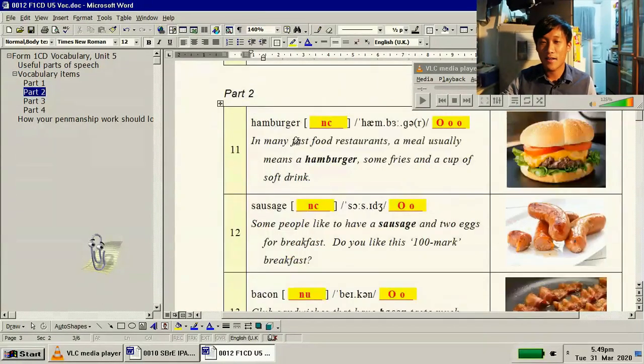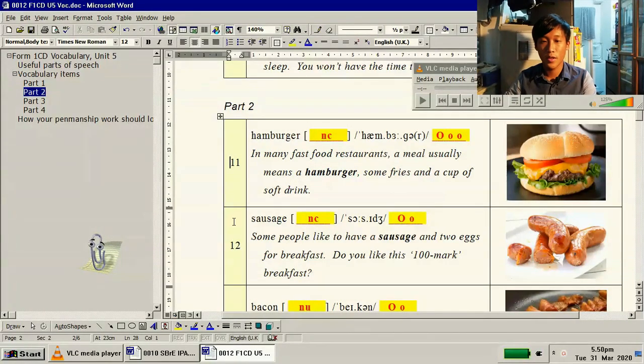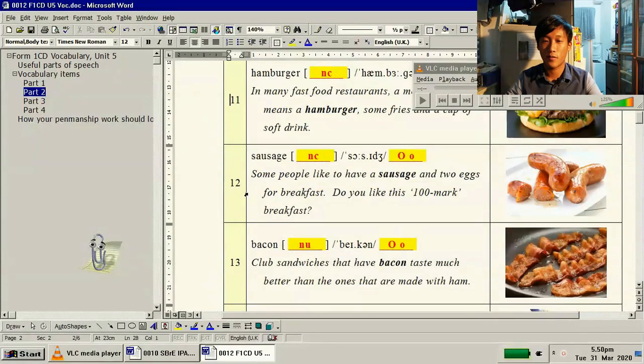The meaning, the example. You can pause by yourself to practice reading. Item 11. Hamburger. In many fast food restaurants, a meal usually means a hamburger, some fries, and a cup of soft drink. 12. Sausage. Some people like to have a sausage and 2 eggs for breakfast.